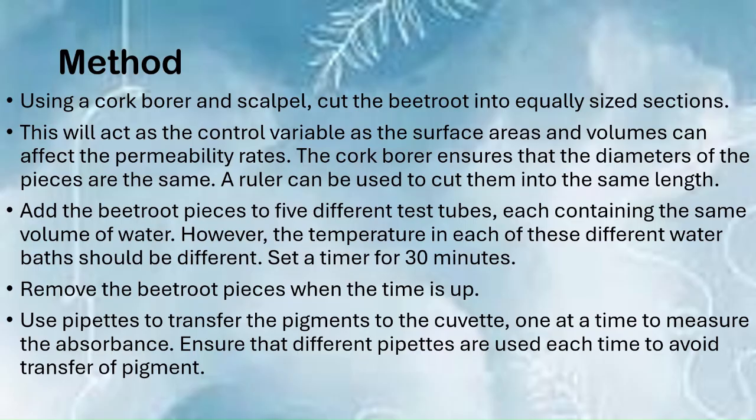And set the timer for 30 minutes. Remove the beetroot pieces when the time is up. Use pipettes to transfer the pigments to the cuvette, one at a time, to measure the absorbance. Ensure that different pipettes are used each time to avoid transfer of pigment.